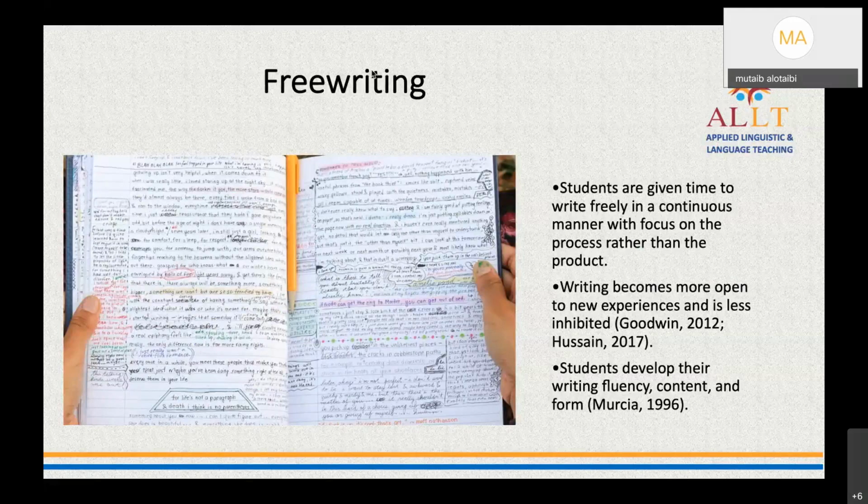Thus, the goal of this technique is the process, not the product. According to Morosha, 1996, she presented several approaches to teaching writing, where she highlighted the primacy of quantity over quality in writing.